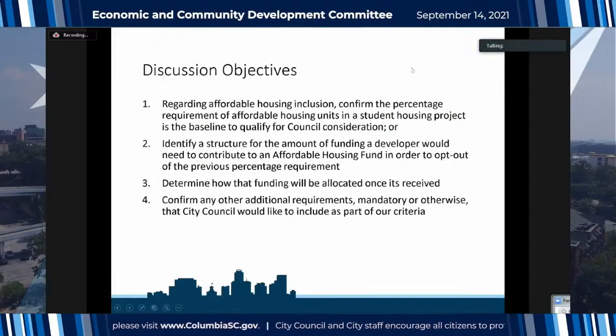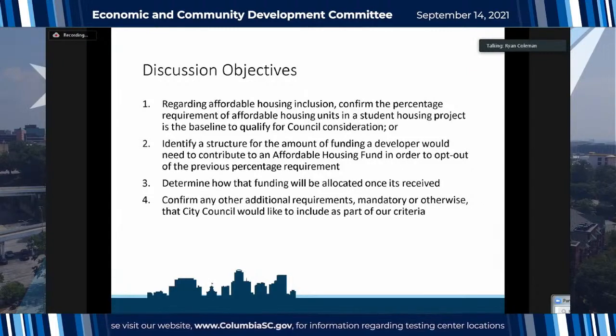I think that's really what I wanted to get together with y'all to address today. First off, I wanted to confirm the percentage requirement. If we're asking a developer to include affordable housing units as one of their prerequisites to consideration, what is that baseline percentage? I think we had mentioned 10% as a possible threshold for inclusion, but I just want your confirmation on that.